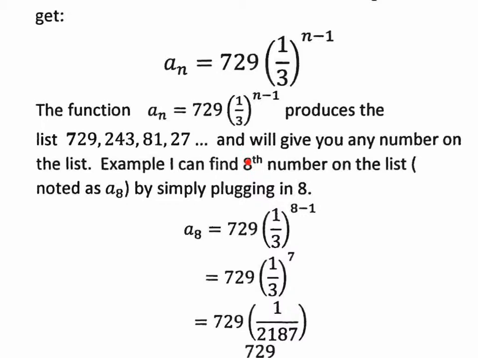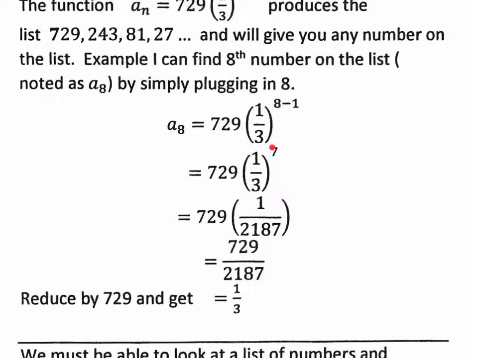Example, I could find the 8th number on the list, noted as A sub 8, by simply plugging in 8. If you want to find the 10th number, plug in 10 right there and work it out. If you want the 20th number, plug in 20 and work it out. You want to find the 5th number, plug in 5 and work it out. So if I want to find the 8th number, I'm going to plug in an 8 right there. So this n is no longer n, it's now an 8. You see that? So what's 8 take away 1? It's 7.